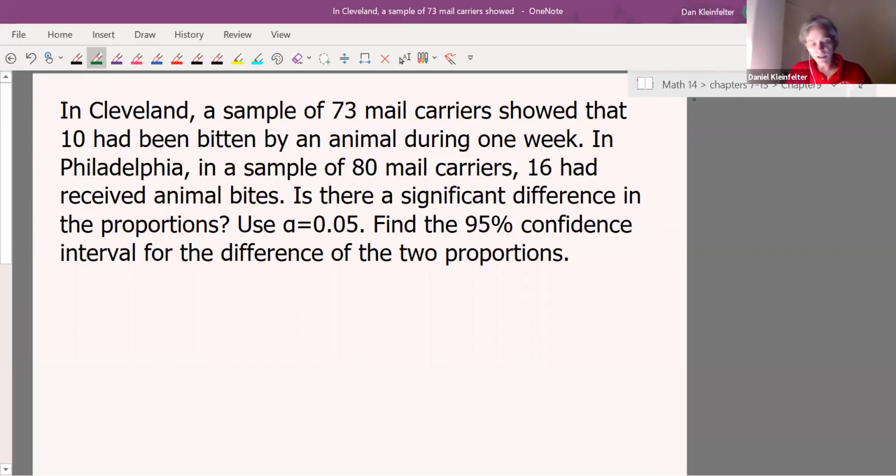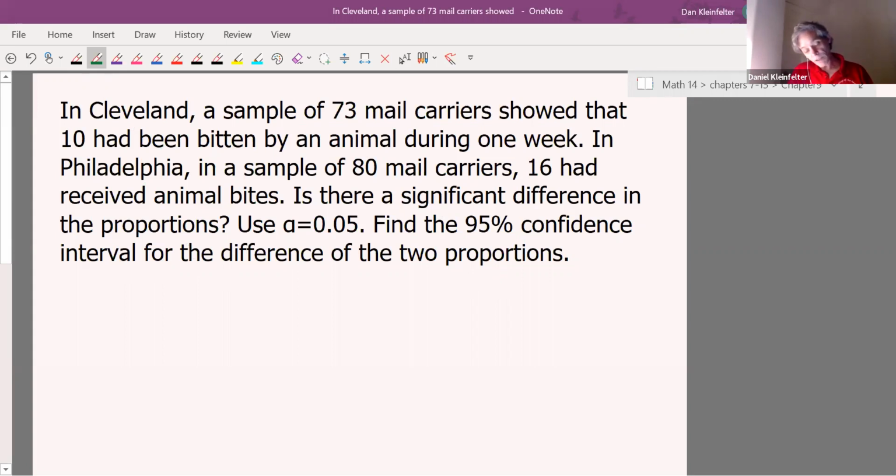All right, so this will be our last example. The story goes like this. In Cleveland, a sample of 73 mail carriers showed that 10 had been bitten by an animal during 1 week. In Philadelphia, a sample of 80 mail carriers, 16 had received animal bites. We want to know if there's a significant difference in the proportions. We're going to use an alpha of 0.05. It says find the 95% confidence interval for the difference of two proportions.